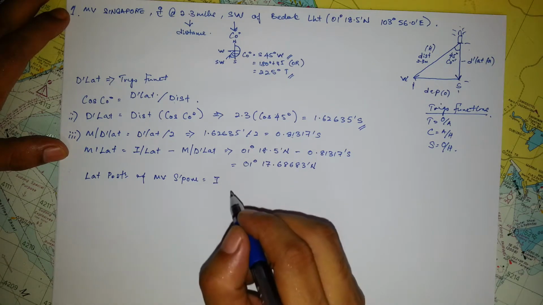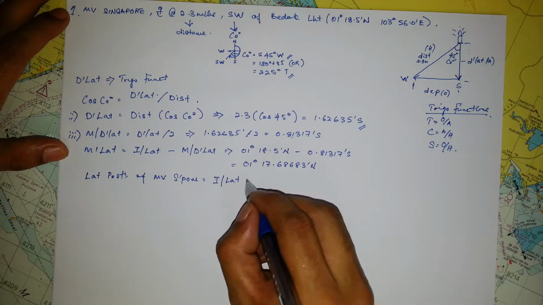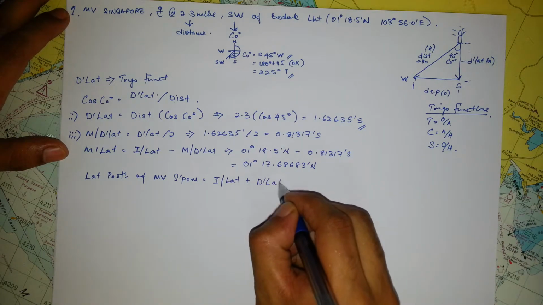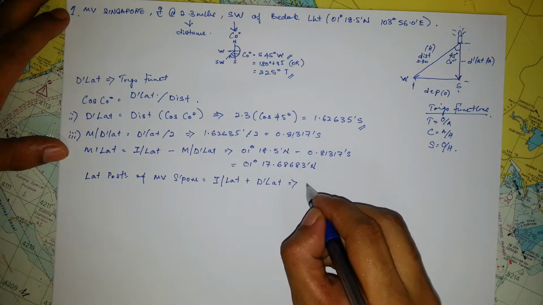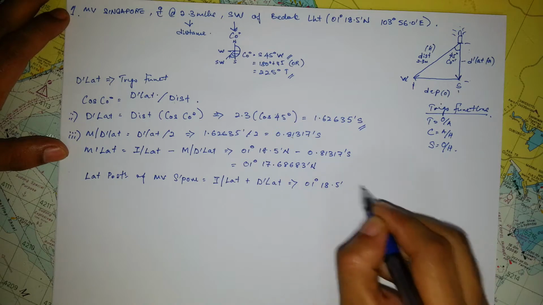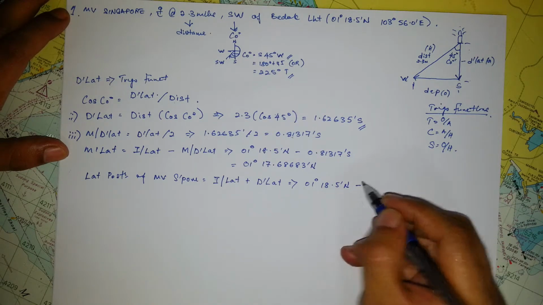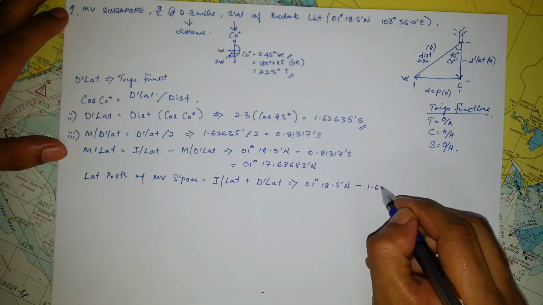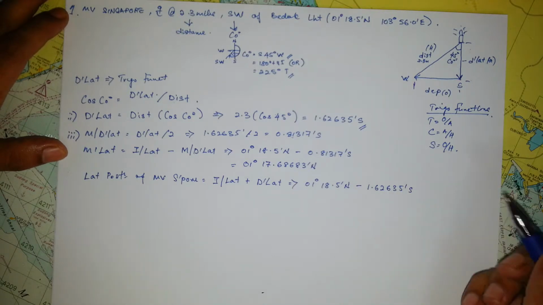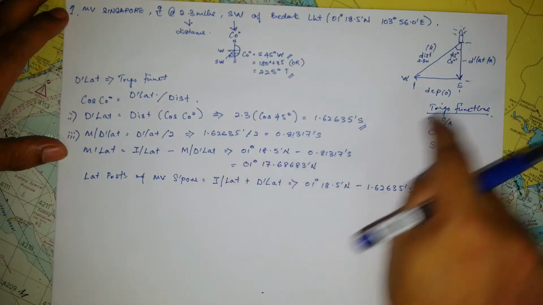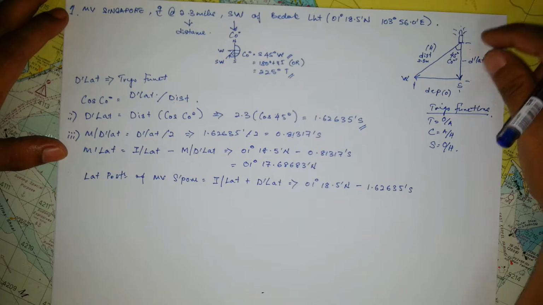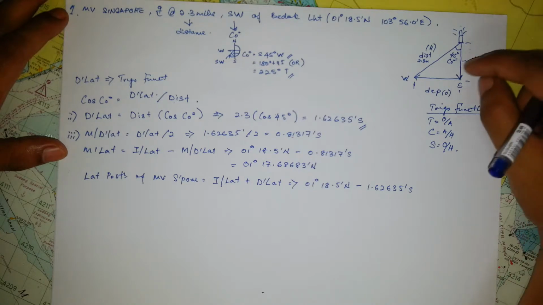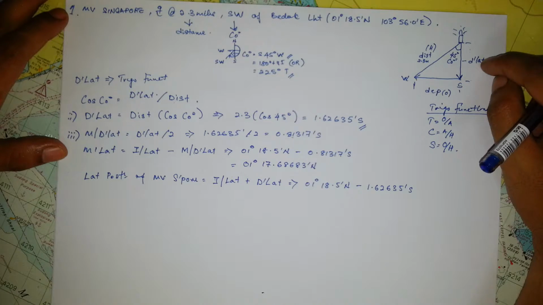equals initial latitude plus DLAT. So 1 degrees 18.5 minutes north. Is it plus or minus? Minus. Minus how many? Minus the DLAT, 1.62635 minutes south. Just now, what I did was finding this position: I divide the DLAT by 2, after that I minus off this position and the difference in the latitude, I find this latitude position here. That is my mean lat.